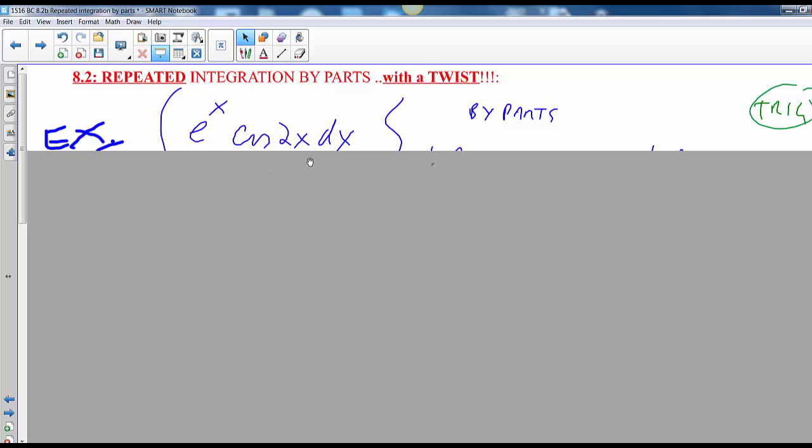You can't let u equal 2x or cosine 2. You don't have the derivatives. You can't let u equal e to the x. So substitution won't work. Got to do it by parts.